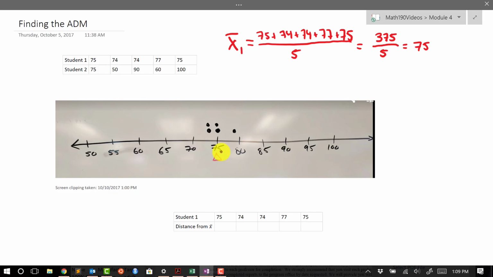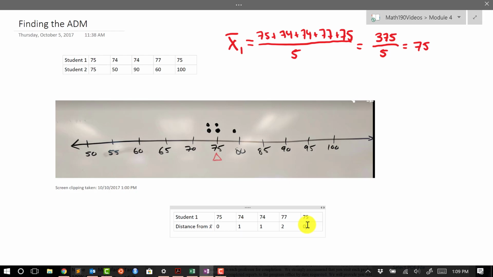After we found the mean, the next thing we want to do is find the distance that each point is away from the mean. Notice that 75, the first value, is definitely going to be 0 distance from the mean. 74 is 1 below the mean, but when we're talking about distance, we want that to be positive. That's also 1 below the mean, so that's also going to be positive. And then the distance from the mean for 77: that's 2 above the mean. And then the last 75 is 0.